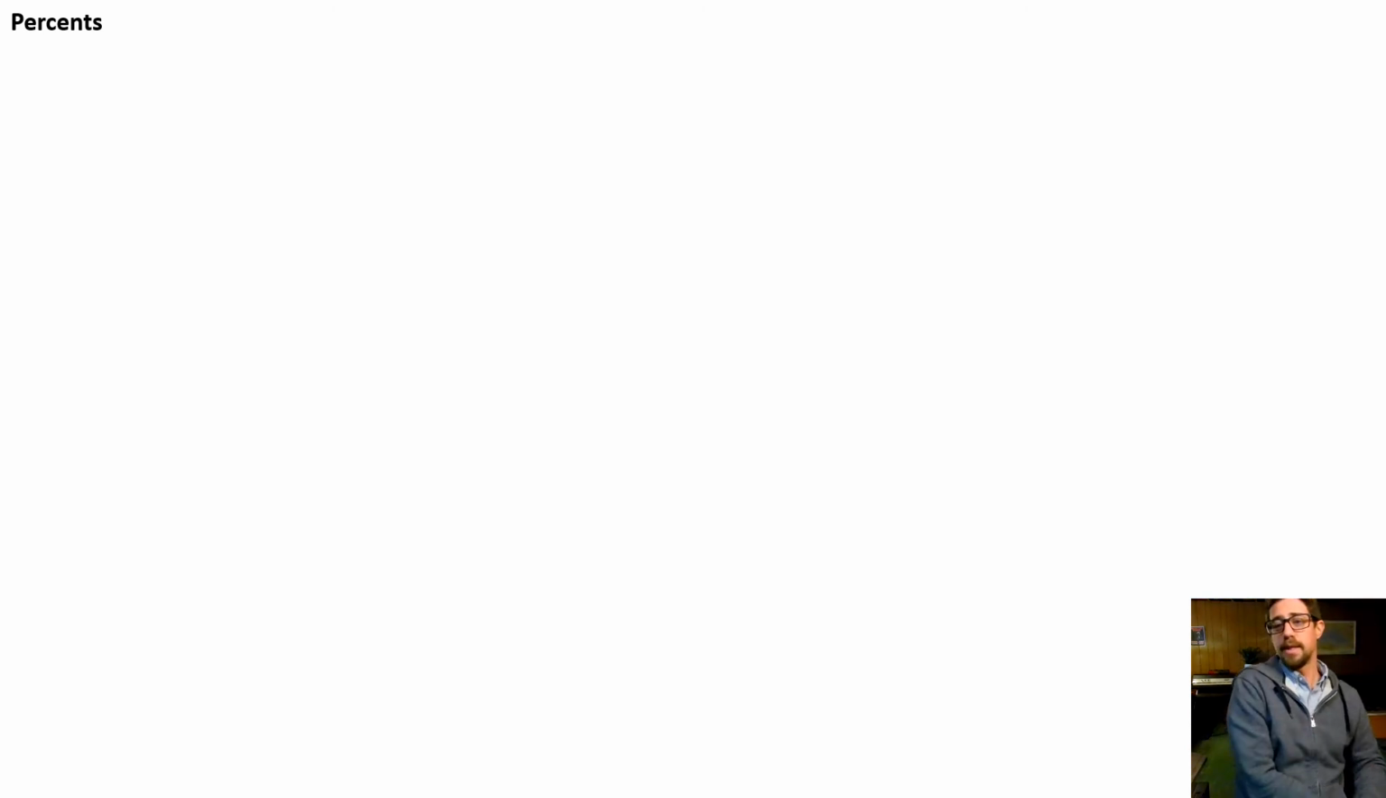And then finally in this section, we come to percents. So percents aren't the same as fractions or decimals, really. They're their own kind of thing. And you know that because they specifically refer to being something out of 100. 100% is everything. So let's talk about that.